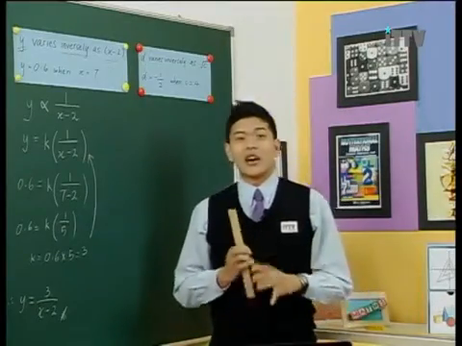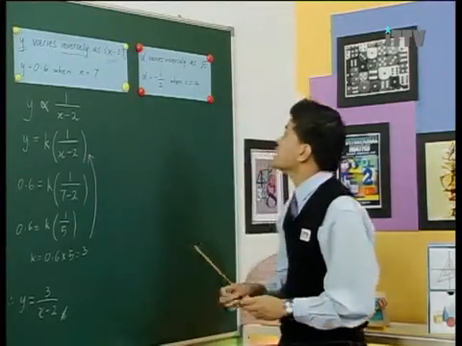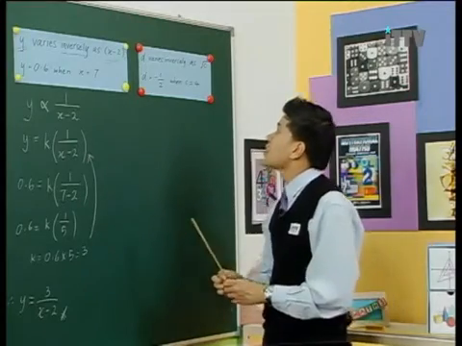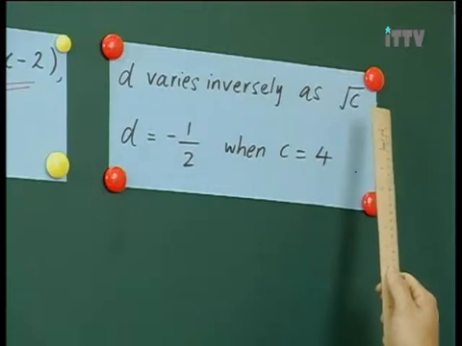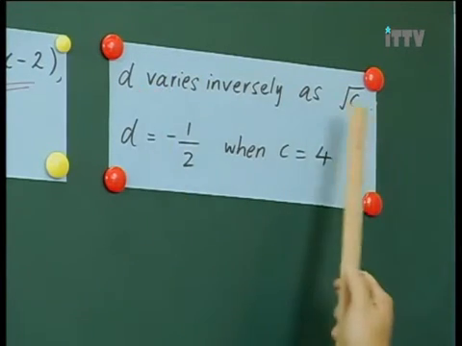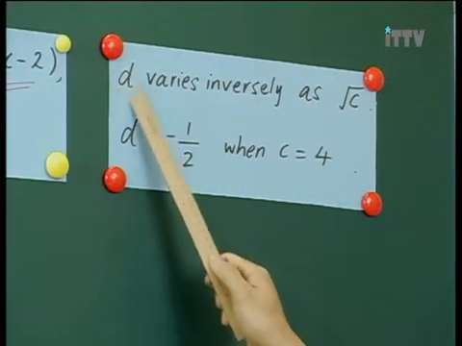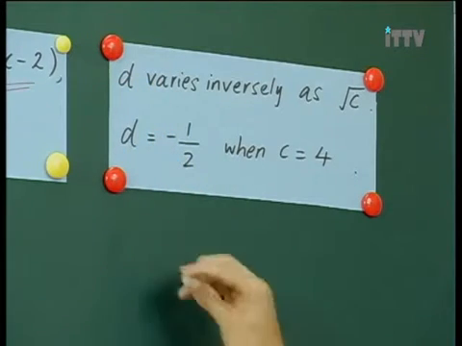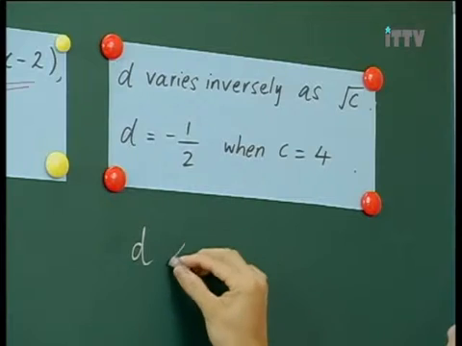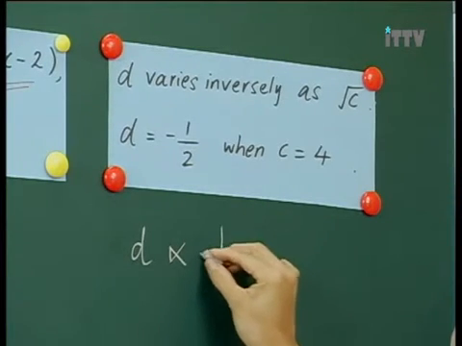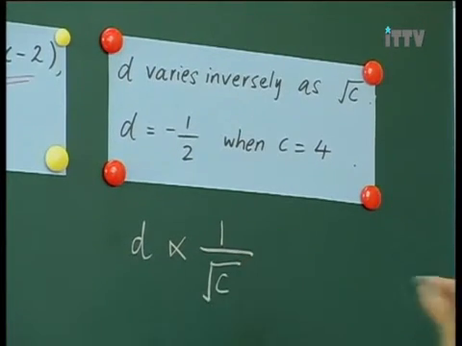Alright, now we have a question on inverse variation. And always remember, identify what are the two quantities. First of all, it is D. Secondly, it is square root c. Remember, these are the two quantities. Whatever quantity is mentioned first will be on the left hand side. So D varies inversely as square root c. This is confirmed. So D varies as 1 over square root c.